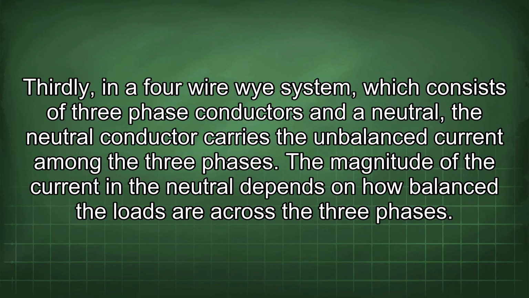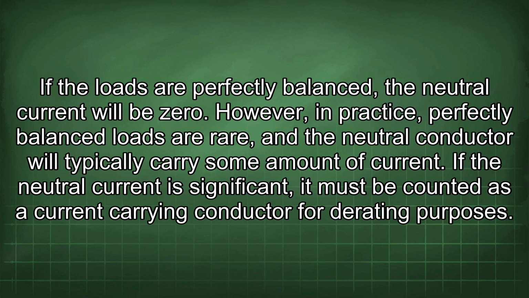Thirdly, in a 4-wire Y system, which consists of 3 phase conductors and a neutral, the neutral conductor carries the unbalanced current among the 3 phases. The magnitude of the current in the neutral depends on how balanced the loads are across the 3 phases. If the loads are perfectly balanced, the neutral current will be 0. However, in practice, perfectly balanced loads are rare, and the neutral conductor will typically carry some amount of current. If the neutral current is significant, it must be counted as a current-carrying conductor for derating purposes.